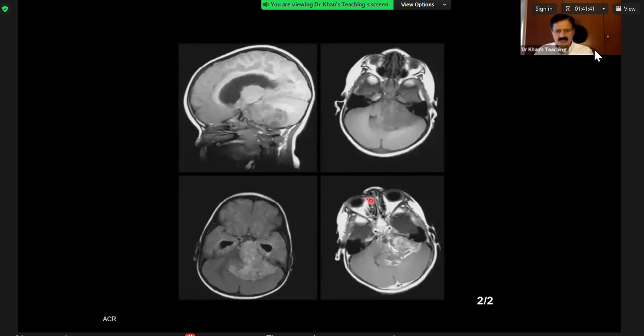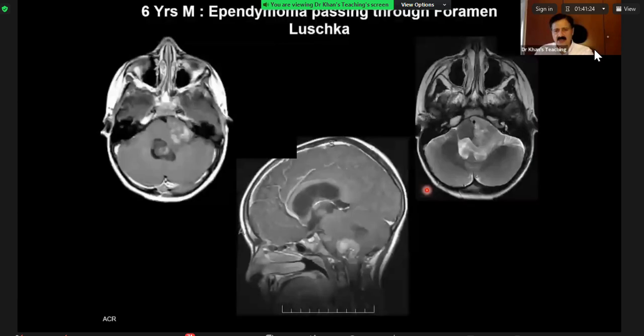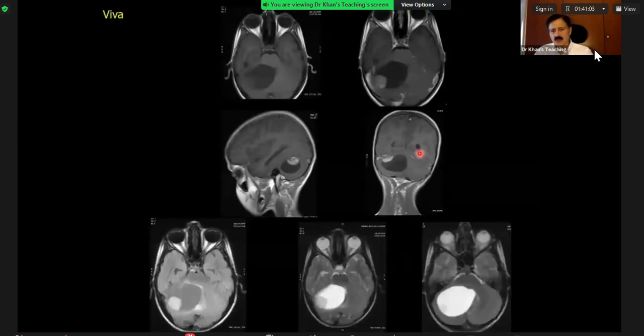We do an MR, and on this MR, you can see what is happening. It is going here, it is going into the CP angle. Even on this T1 pre-contrast, you can make out what is happening, that plastic tumor behavior. So this is an ependymoma. Another case, again to make the same point. Look at this T2, part of the tumor is sitting here. You can see that there is expansion of the foramen of Luschka, and part of the tumor is sitting in the CP angle. So another ependymoma.